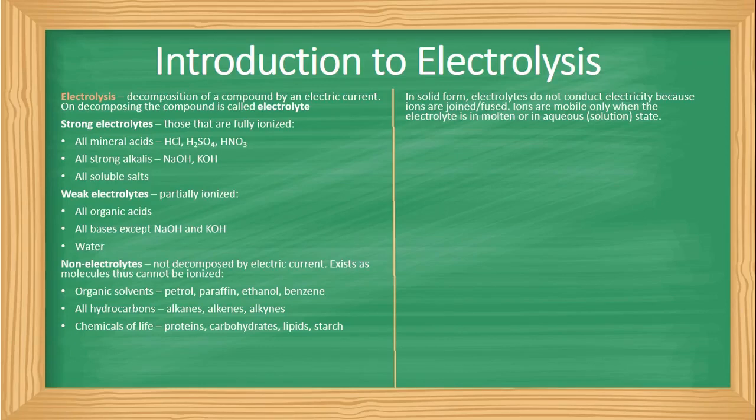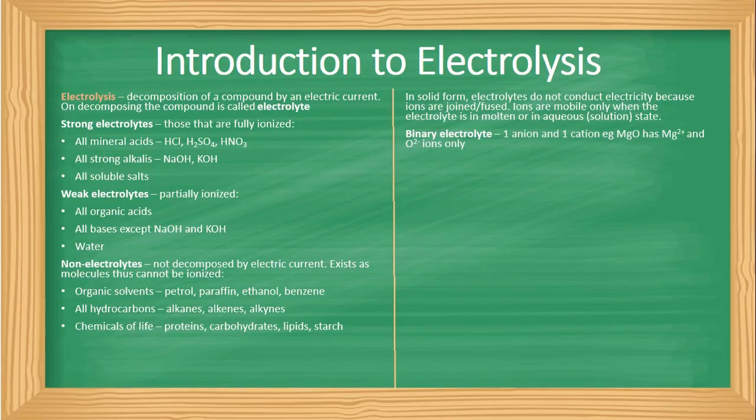Now, in solid form, electrolytes do not conduct electricity because ions are joined, they are fused. But while they are molten, the ions are mobile. So that is when they are able to conduct electricity, when they are molten or when they are in aqueous or solution states. Otherwise, when they are in solids, they cannot conduct because simply ions are not mobile.